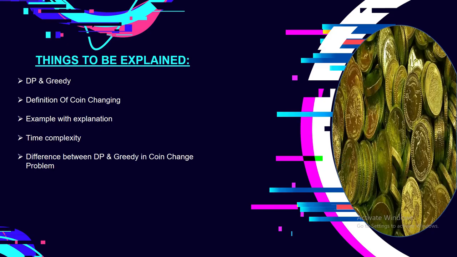Things to be explained. There are some topics. First of all, dynamic programming and greedy algorithm. Second, definition of the coin changing. Third, example with the explanation. Fourth, time complexity. And fifth, difference between dynamic programming and greedy in the coin changing problem. Now I am going to my next slide.